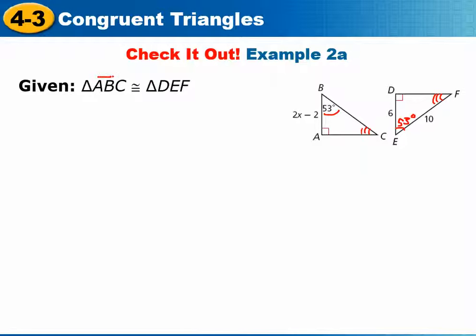Also, segment AB will be congruent to segment DE. Well, already then I know that 2x minus 2 is equal to 6. And I know some other stuff. If I need to, I know that BC will be congruent to EF, and then that other third side will be congruent as well.